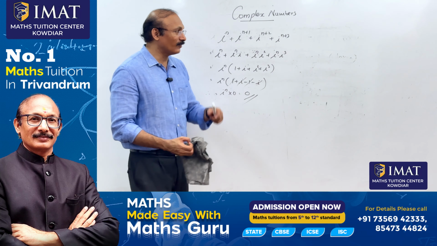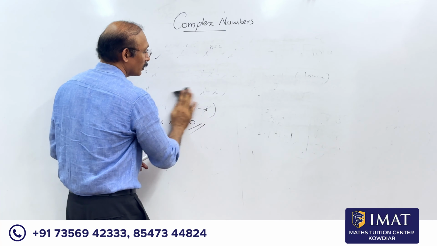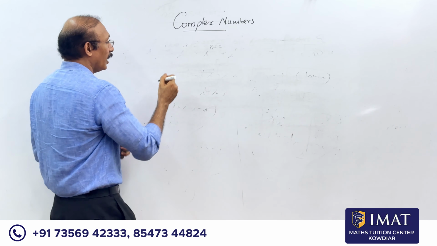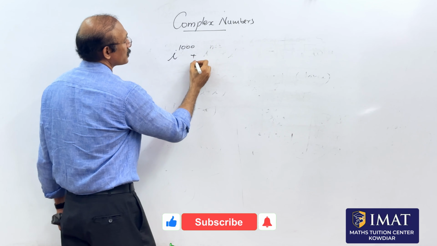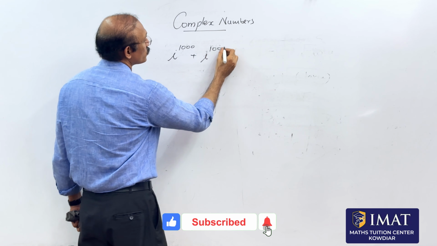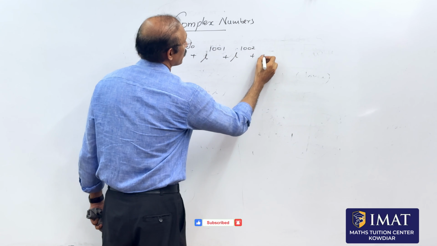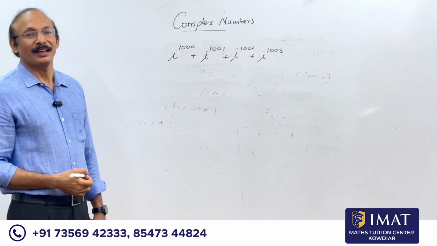So children, I'll give you one question. You can try by yourself. What will be the answer? You just try to find out. Say, I want the value of i^1000 plus i^1001 plus i^1002 plus i^1003. Just try this and see what your answer is.